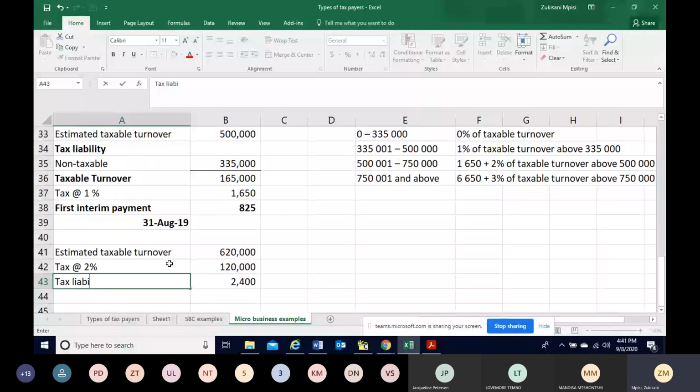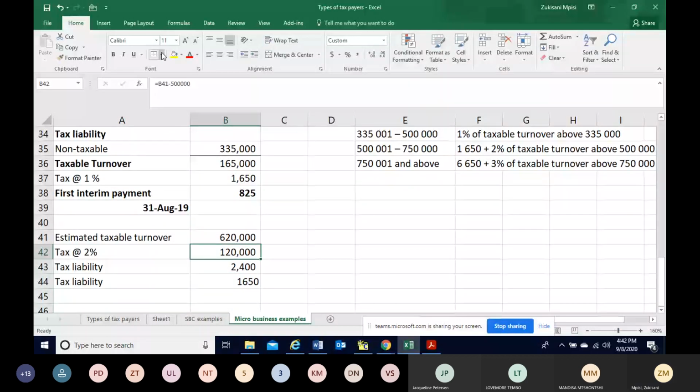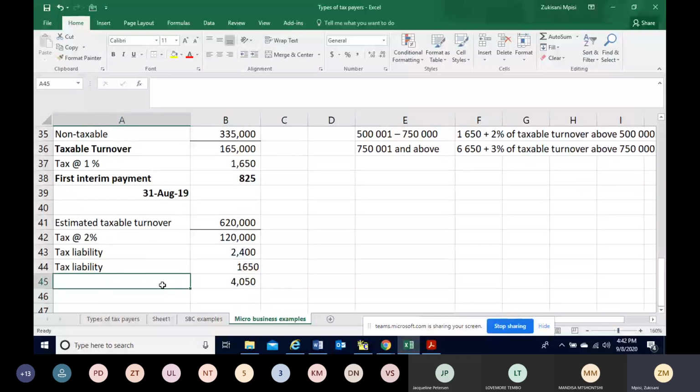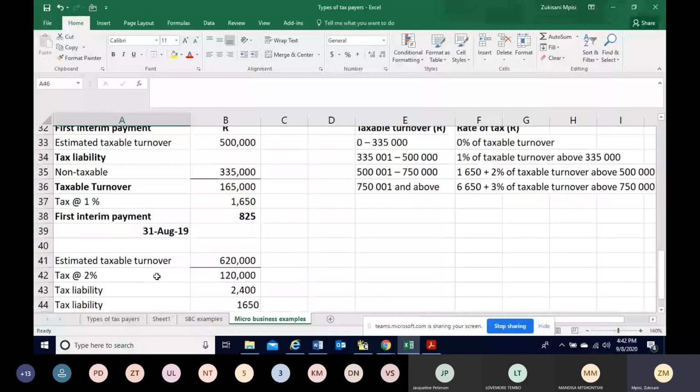2,400 plus the tax liability that you are already given, which is 1,650. So your tax liability then becomes 2,400 plus 1,650, which gives you 4,050. This is what becomes your tax liability for the year. I want everyone to remember this is for the year.